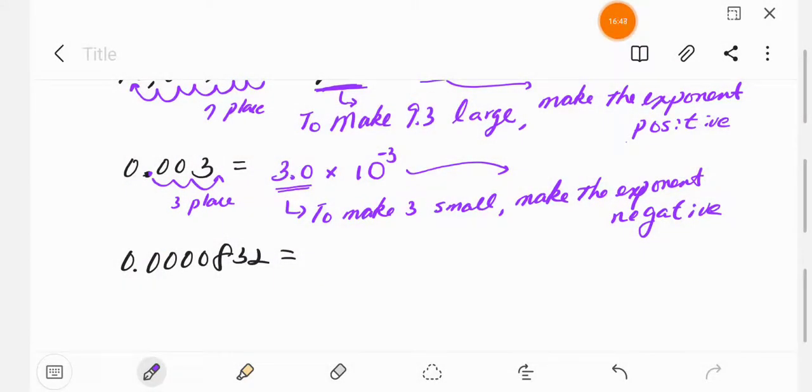Okay, now let's try this example. So move this decimal point 1, 2, 3, 4, 5 right after the first non-zero number 8. So 5 places, right? So the number will be 8.32 times 10 to the, is it 5th power or negative 5th power? Negative 5th power, because we want to make this number smaller. So the exponent has to be negative.